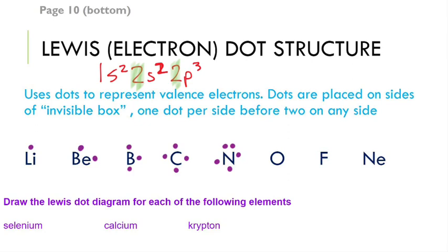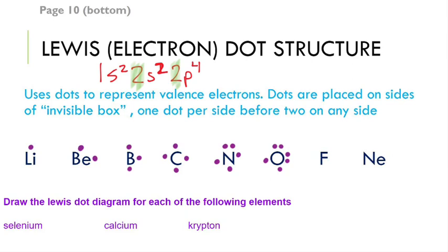Oxygen is going to get 6 dots. It goes all the way to 2p4. 2 plus 4 is 6 valence electrons, gives it 6 dots, which does mean that 2 sides are going to end up with 2 pairs. 2 of those sides are going to have some single lonely electrons on them.